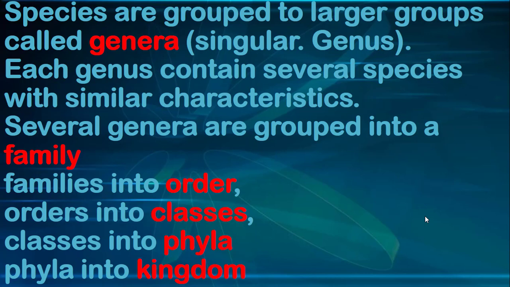Species are grouped into larger groups called genera, singular genus. Each genus contains several species with similar characteristics. Several genera are grouped into families, families into orders, orders into classes, classes into phyla, and phyla into kingdoms. This is the sequence. The smallest unit is the species and the largest unit is the kingdom. For example, all the animals on the planet are grouped into the animal kingdom, and a human is a species in this kingdom.